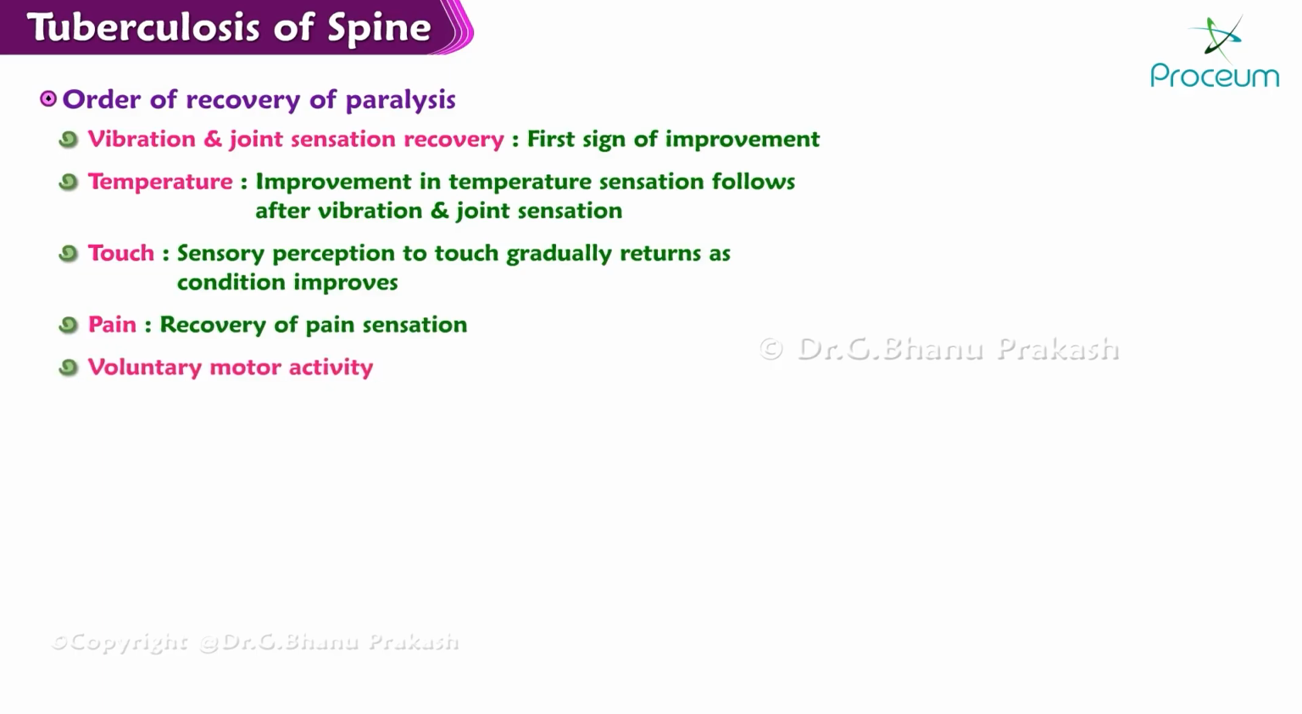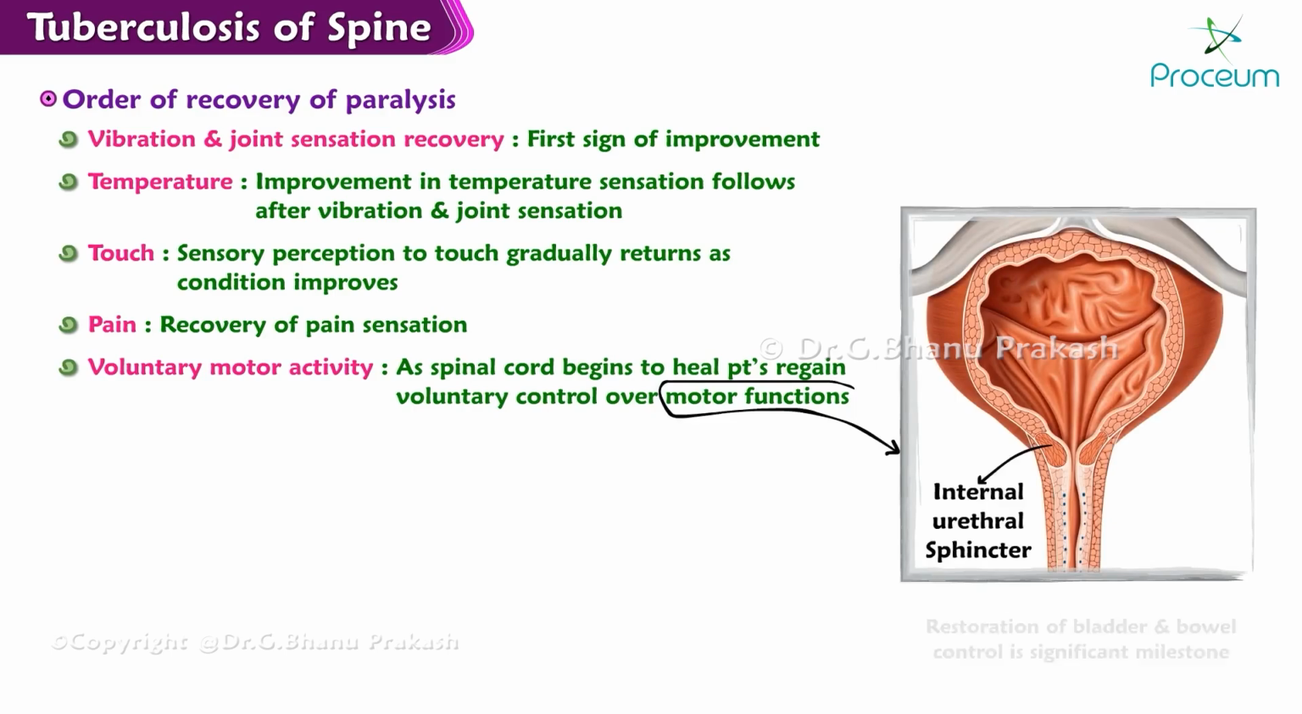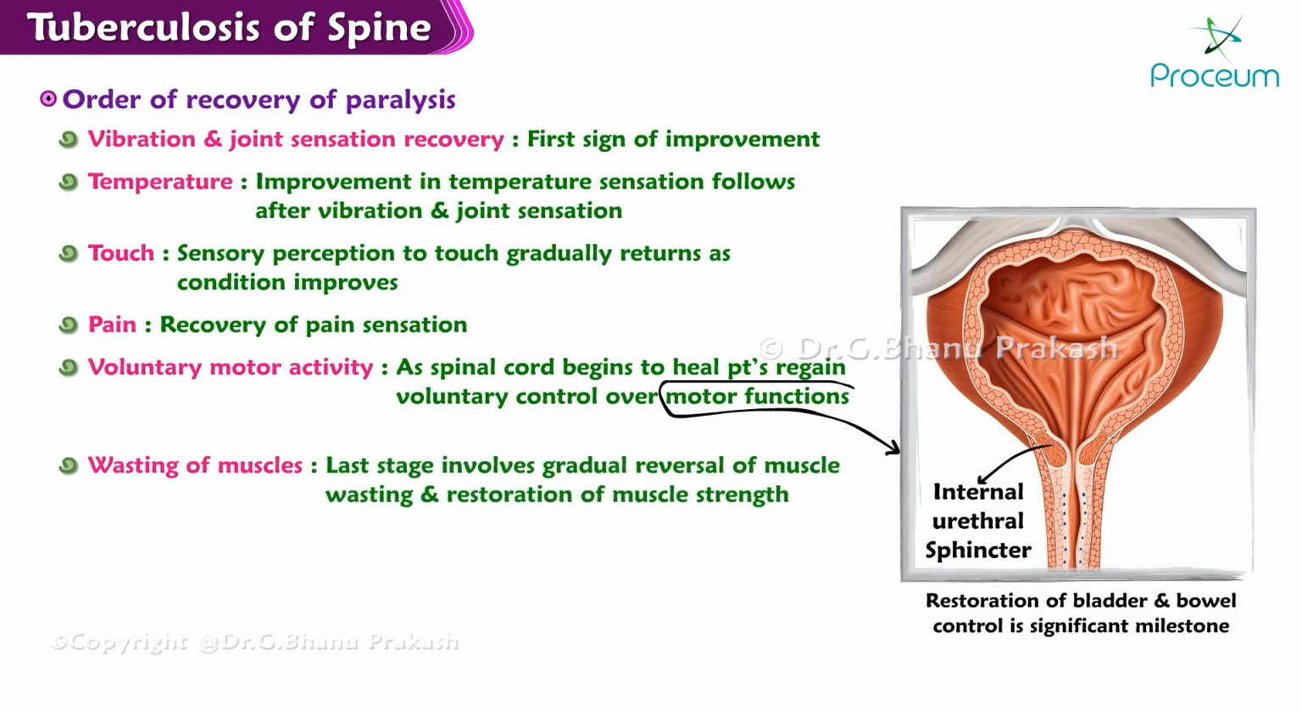Voluntary motor activity. As the spinal cord begins to heal, patients may regain voluntary control over their motor functions. Sphincter functions. Restoration of bladder and bowel control is a significant milestone in the recovery process. Wasting of muscles. The last stage of recovery involves a gradual reversal of muscle wasting and the restoration of muscle strength.